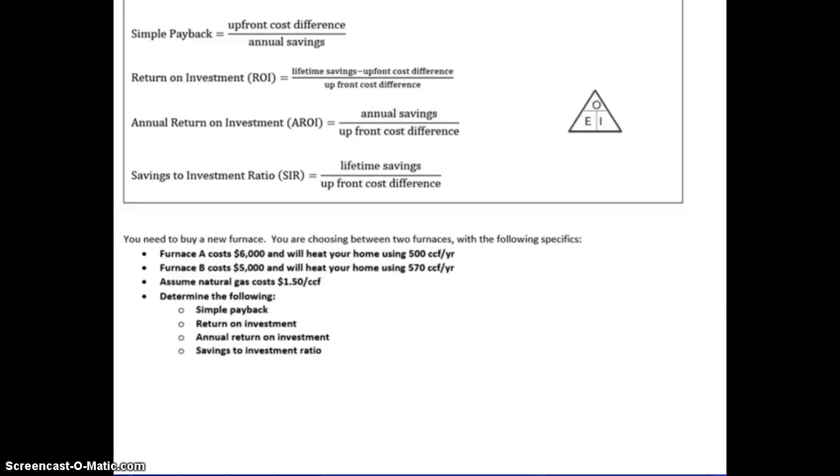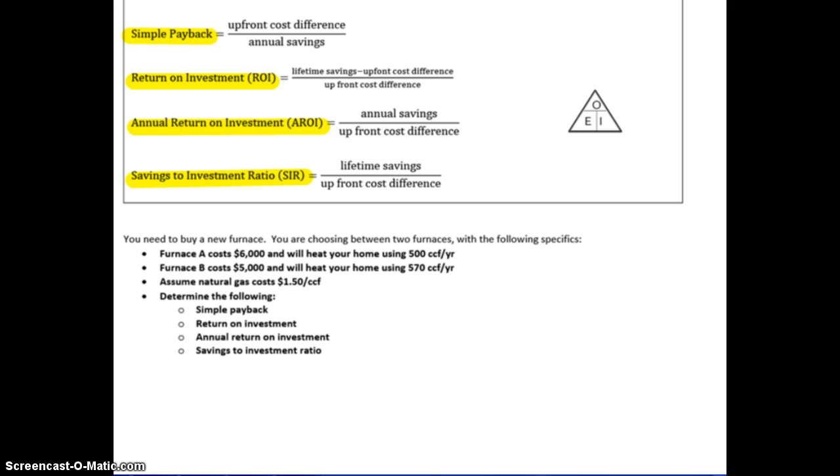In this video, I will show you the basics of some economic calculations. These are really common economic metrics that you'll see in the energy world, but also in a lot of other fields as well. As you can see up here, we have four different metrics: simple payback, return on investment, or ROI, annual return on investment, or AROI, and savings to investment ratio, or SIR, which is a little bit less common.